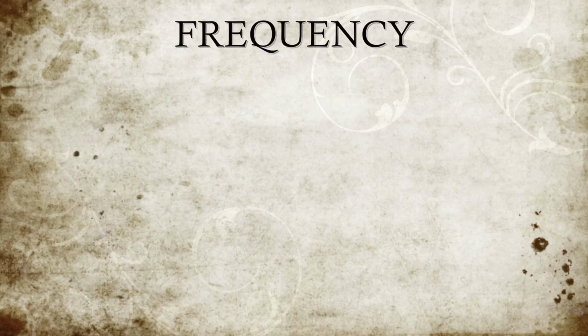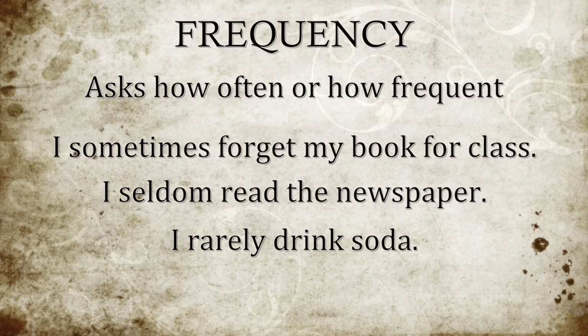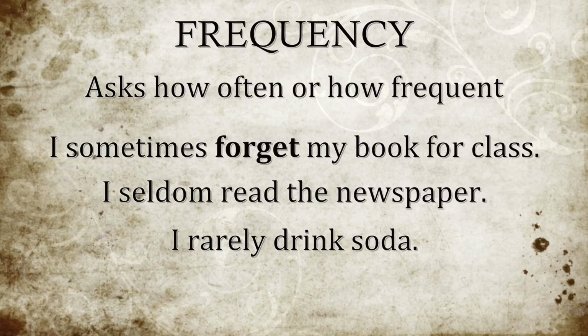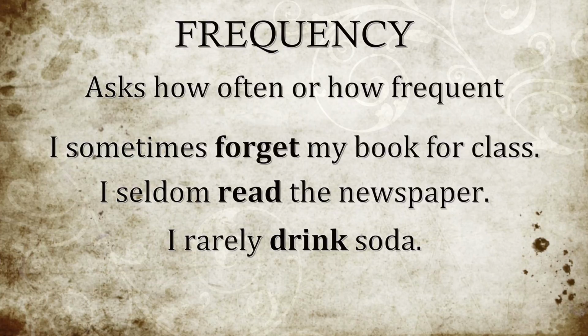The fourth subcategory is frequency. It answers how often or how frequent something is done. So if we have the sentences, I sometimes forget my book for class, or I seldom read the newspaper, or I rarely drink soda, again, what is being modified? You'll notice that we are dealing with verbs again. Let's locate the verbs. I sometimes forget my book for class. Forget. I seldom read the newspaper. Read. I rarely drink soda. Drink. So we've found the verbs being modified.